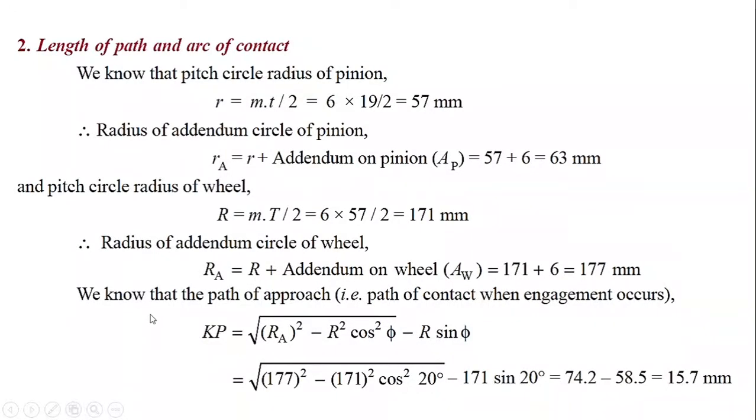Now we'll find the length of path of approach. It is the path of contact when engagement occurs. KP equal to square root of, here also the square root is up to here. The minus r sin phi is outside of the square root. You have to be aware of this. KP equals the square root of ra squared minus r squared cos squared phi, minus r into sin phi. Apply all those values in this equation, we will get the value of KP equal to 15.7 millimeter.